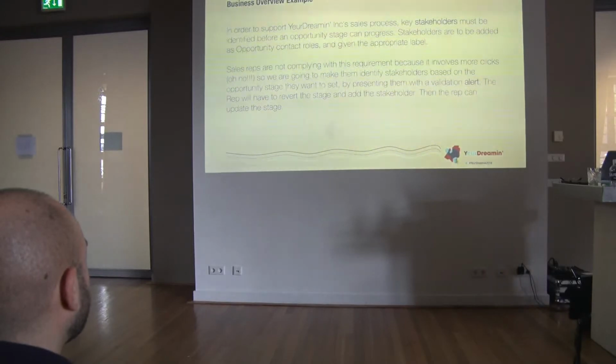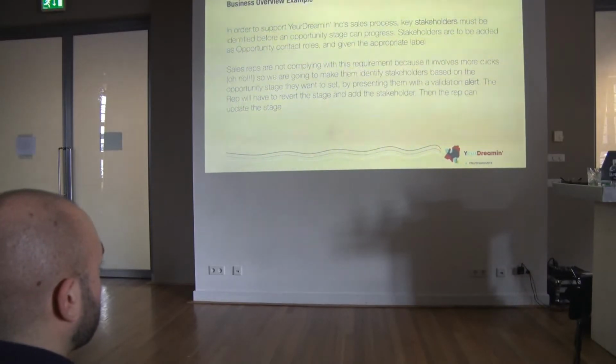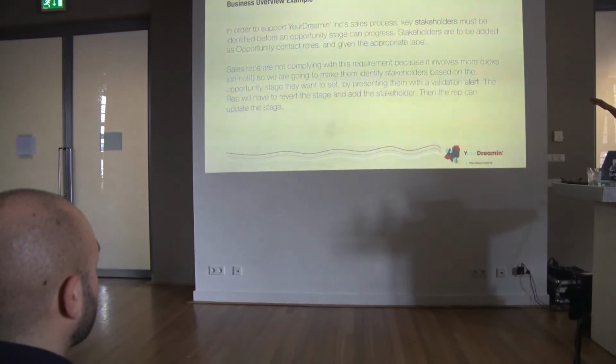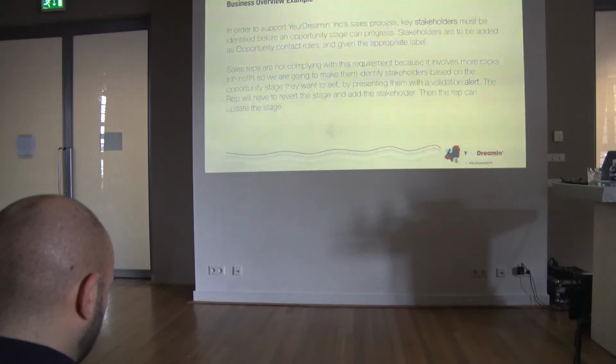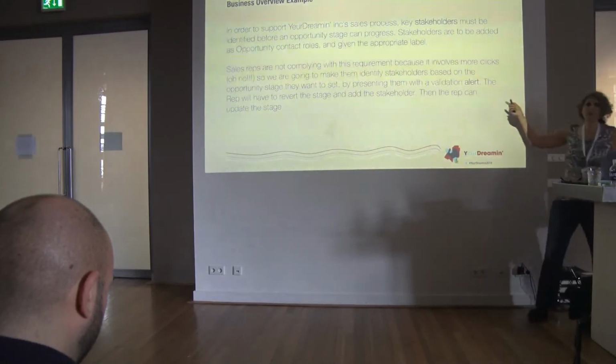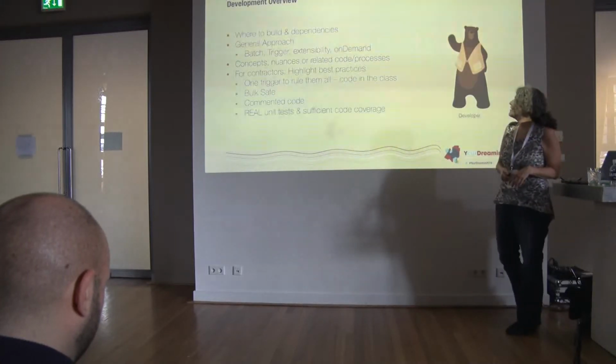by presenting them with a validation alert. The rep will have to revert the stage and add the stakeholder. Then the rep can update the stage. So I've bolded stakeholders and alert because these are business concepts that we want to explain later to the developer. What do we mean by stakeholders? What do we mean by alert? And it probably wouldn't be bolded in the actual document, but for the purposes of this discussion.